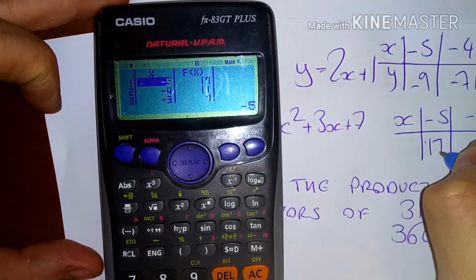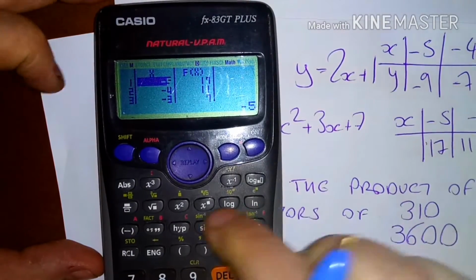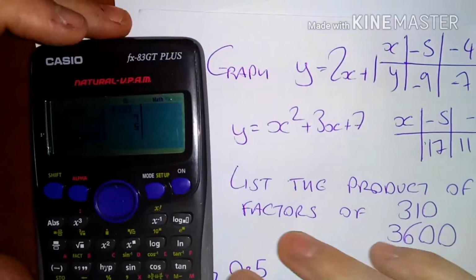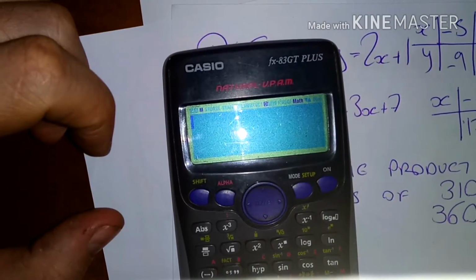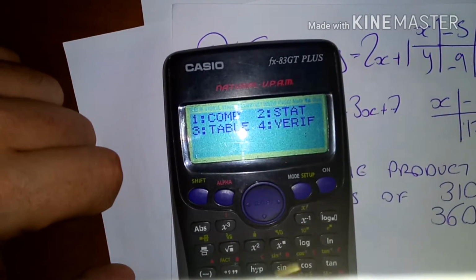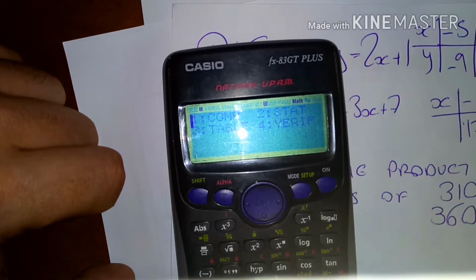Okay, and it gives me it then. So it's going to be 17, 11, 7. Scroll down to get the next one. 5. Okay. You could do that for any graph whatsoever. To get out of it as well, it's mode and 1. So to get into it, you have to do mode and table, which is 3. Okay, mode and 1 to get out of it.